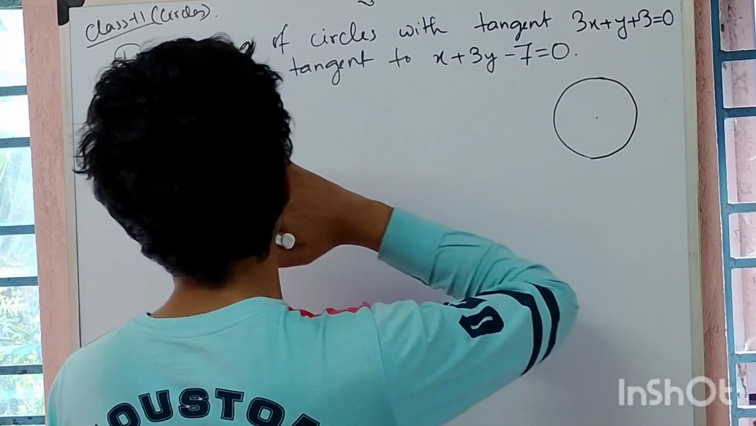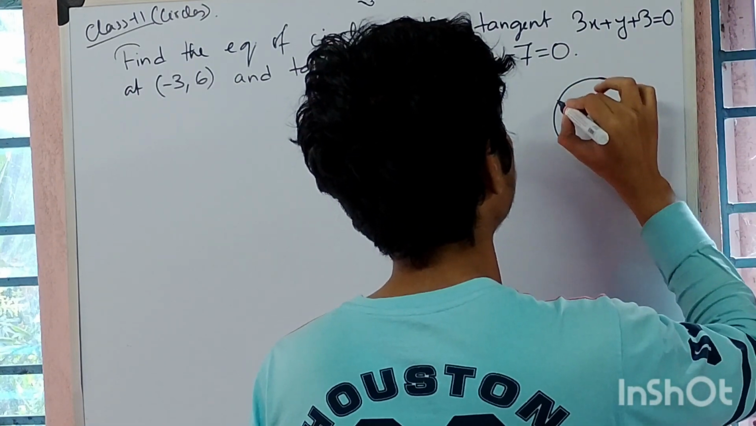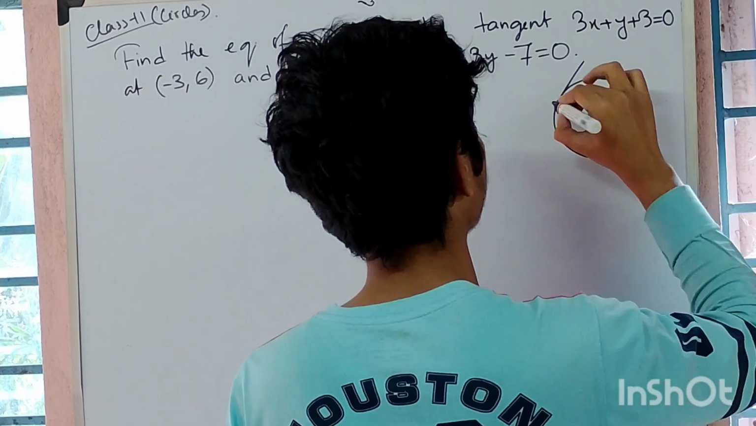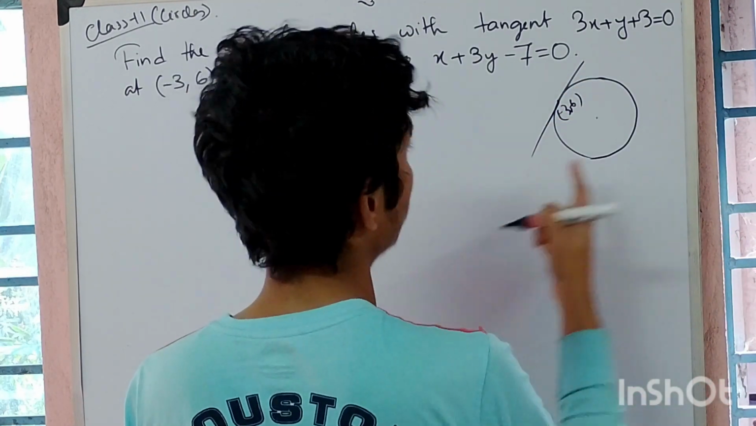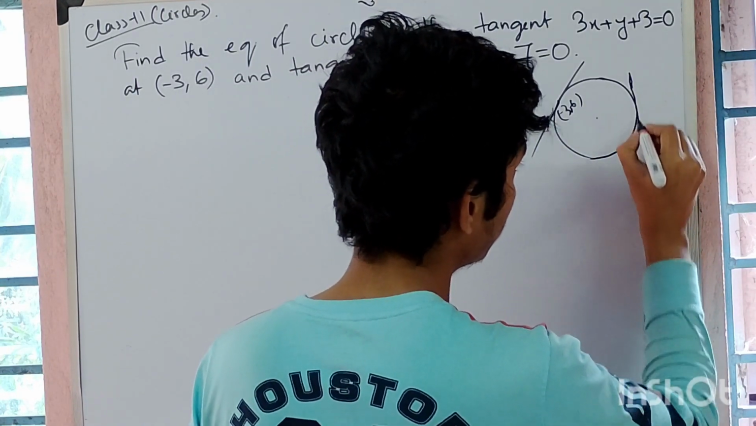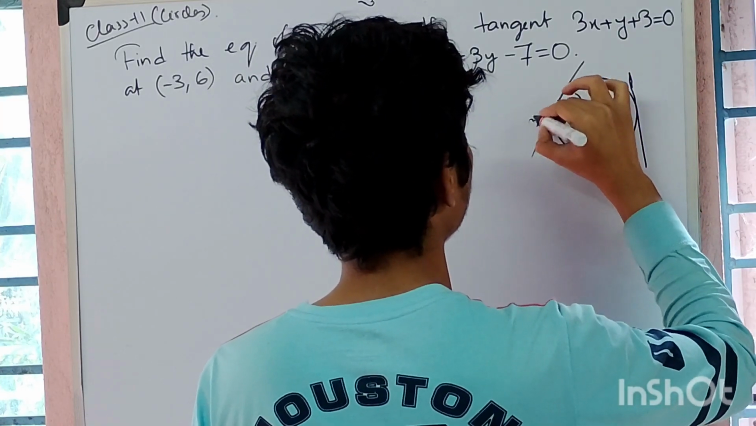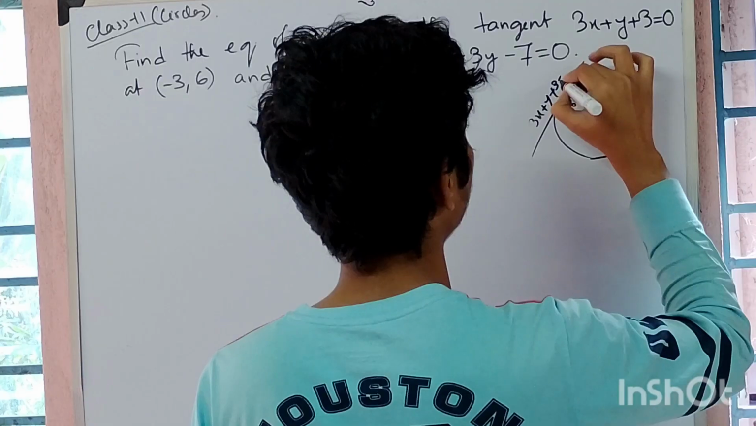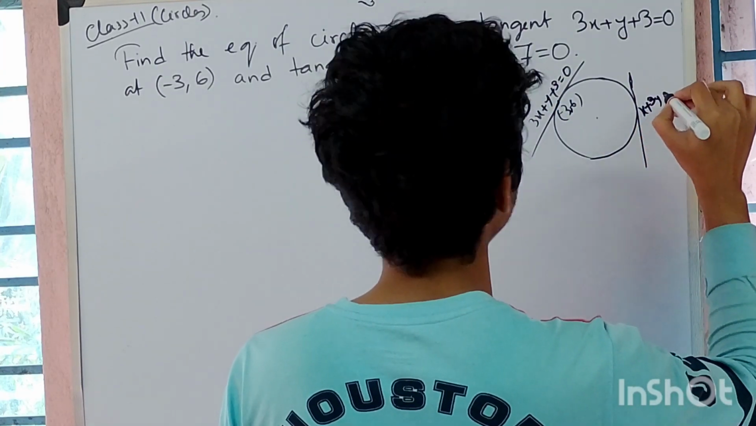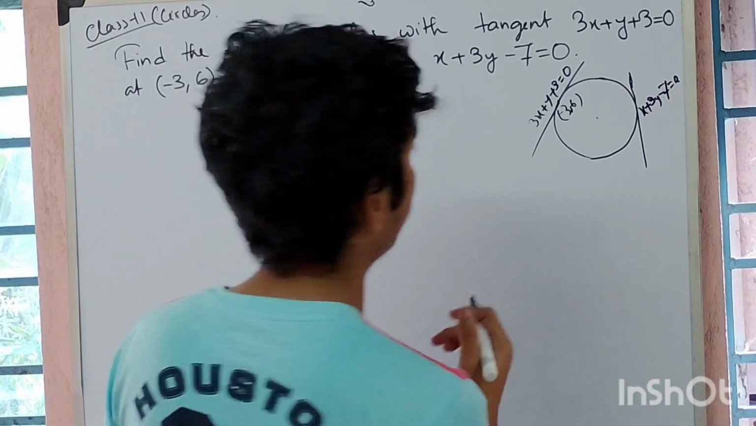This is the center, and it has been said that this is the tangent. This point is minus 3 comma 6, and at this point there is a tangent like this. This circle also has another tangent like this. The equation of this one is 3x plus y plus 3 equals 0, and the equation of this one is x plus 3y minus 7 equals 0. Clear?